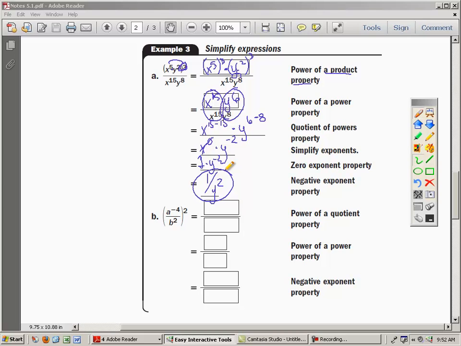Another example says this is a to the negative 4 squared over b squared. Now, understand that there's a lot of different ways you can do this. In the book here, they first say let's do the power of a quotient property.